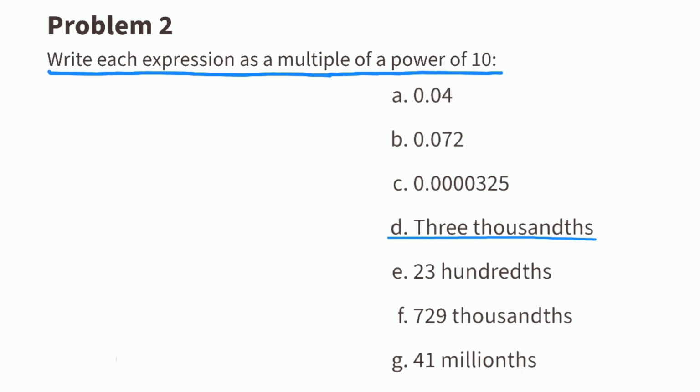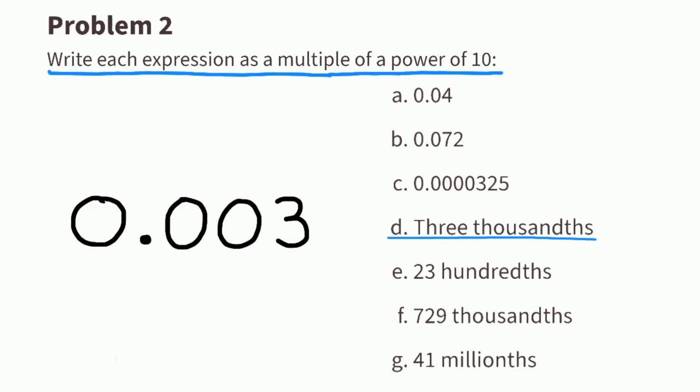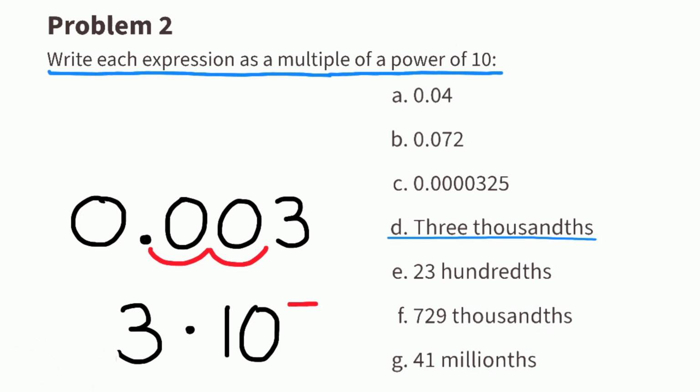D. 3 thousandths. That's a decimal written with a 3 in the thousandths place. We can express this as a multiple of a power of 10 by multiplying 3 times 10 to a negative power because we're representing a decimal. And since the decimal is 3 places to the left of the 3, the exponent is a negative 3.